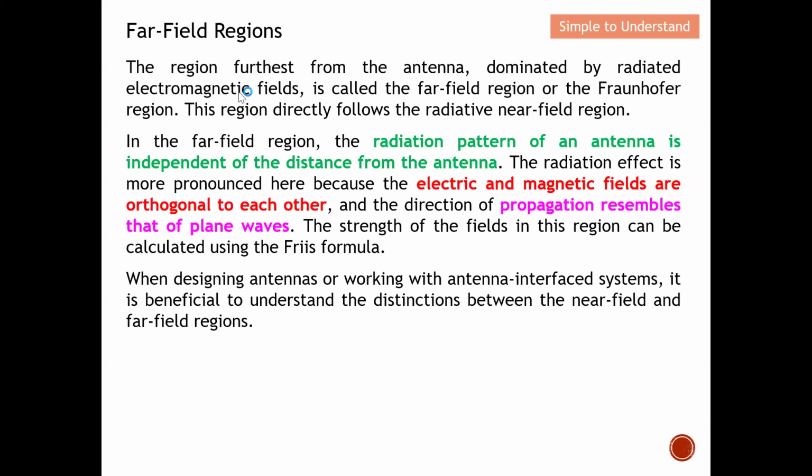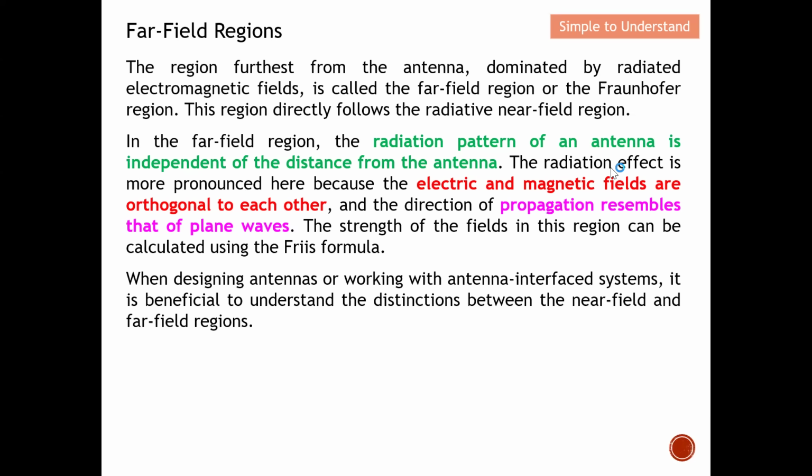So therefore, this region, which is the far field, has more or less similar characteristics to the radiative near field region. In the far field region, the radiation pattern of an antenna is actually independent of the distance from the antenna. Basically, once you reach the far field, the radiation pattern of the antenna, how it looks, whether it is very directive, etc., will be independent of where you are away from the antenna.